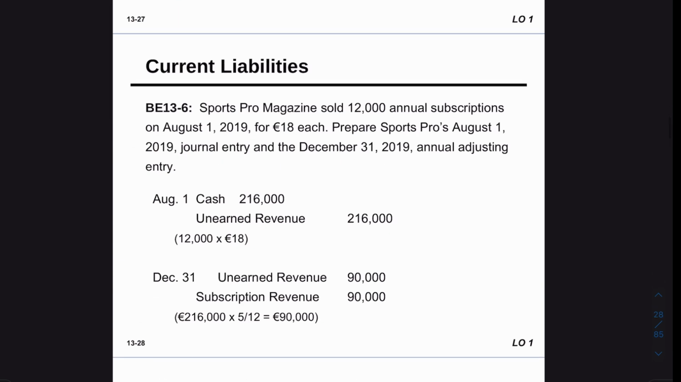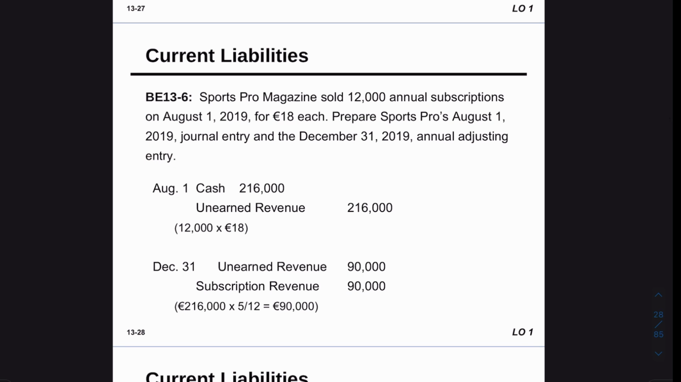Okay, so here we have an example. Sports Pro magazine sold 12,000 annual subscriptions on August 1, 2019 for €18 each. So we have 12,000 magazines, each one worth €18. They received the cash on August 1, 12,000 multiplied by 18, so we'll have 216,000, and we'll credit unearned revenue because for the company it's considered a current liability. They didn't provide the magazines to the customers.